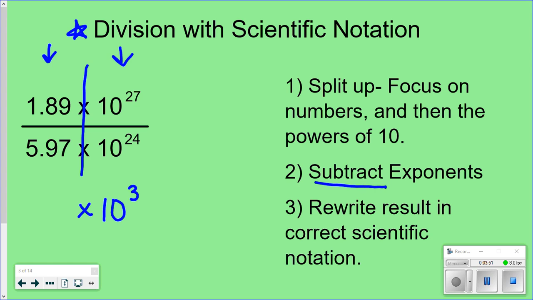Now this is what you can use your calculator for. You're going to do this part on your calculator. It's 1.89 divided by 5.97. So 1.89 divided by 5.97. This is what I get.